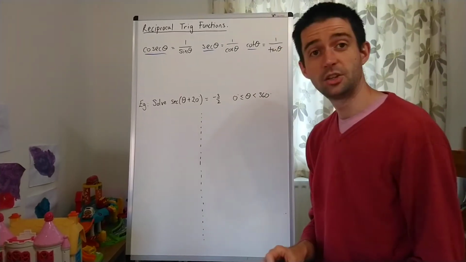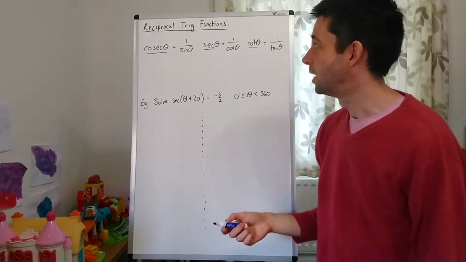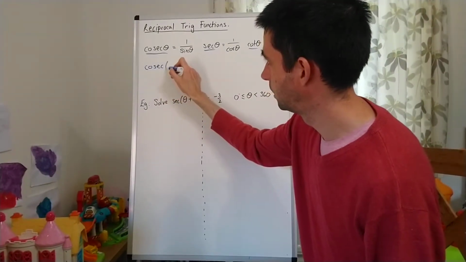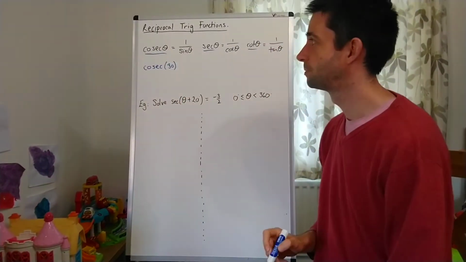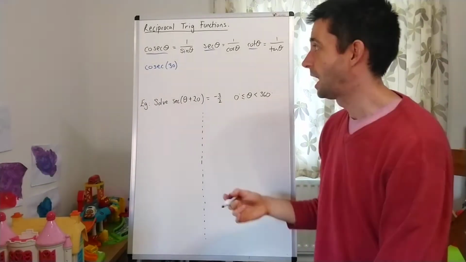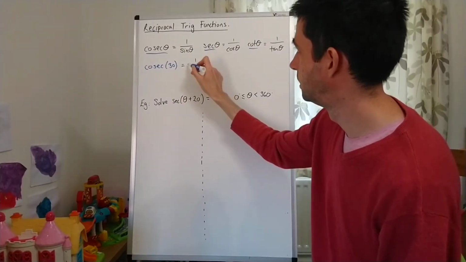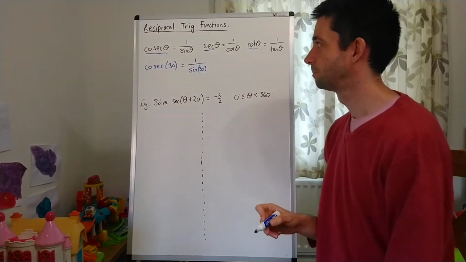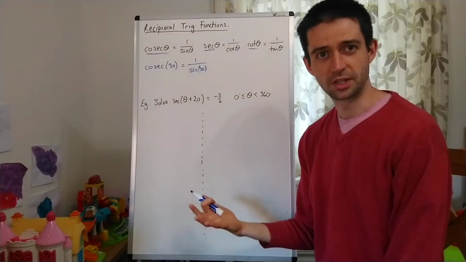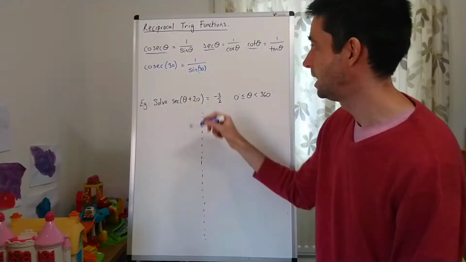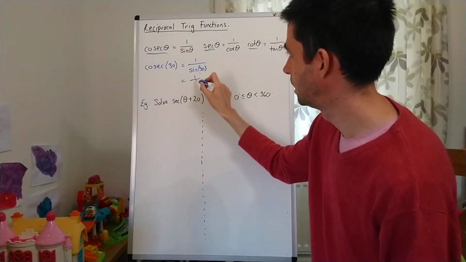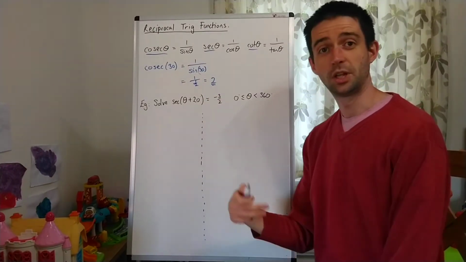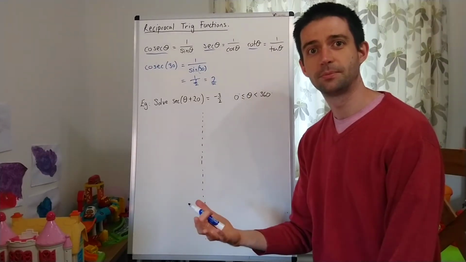Okay. So let's just think about how these behave. So say for example I wanted to find the value of cosec 30 degrees. That would be the same as having 1 over sine of 30 degrees. And because you all know your exact trig values, you know that sine 30 is a half. So 1 divided by a half, which is 2. So the value of cosec 30 is 2.